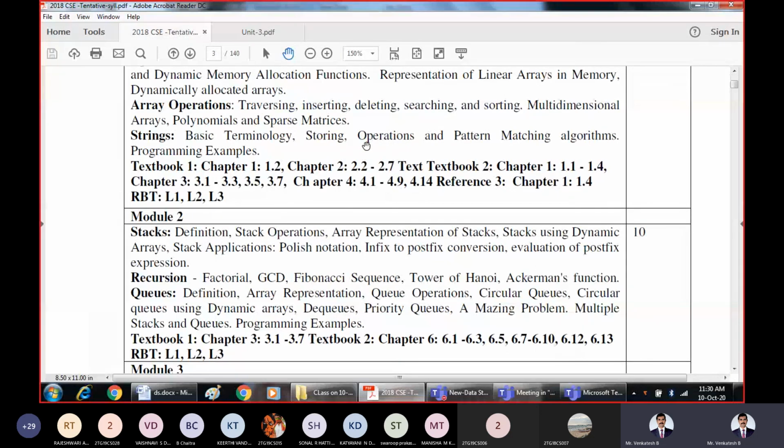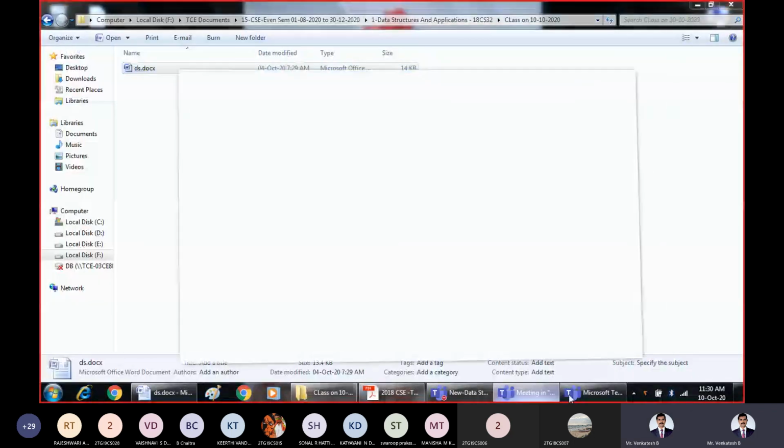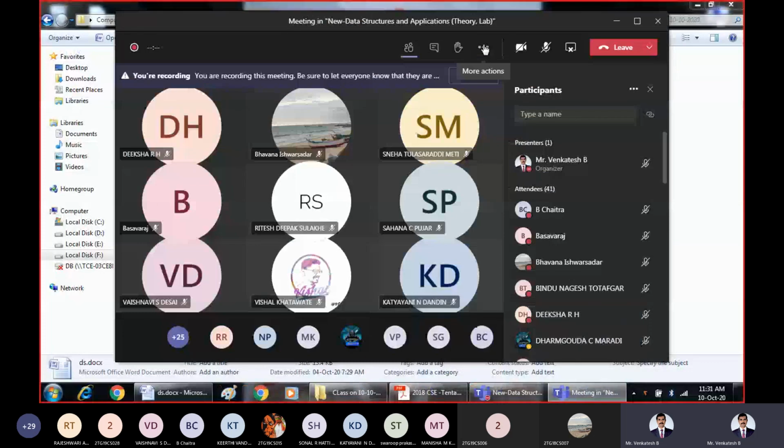This was a fundamental requirement for converting an expression from infix to postfix. Now let us convert one expression from infix to postfix. So, conversion of expressions from infix to postfix.